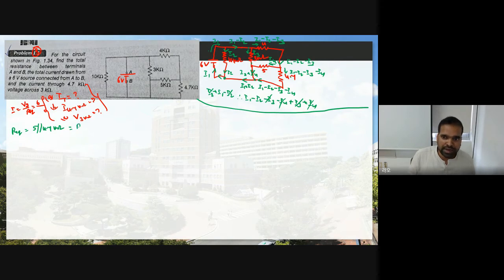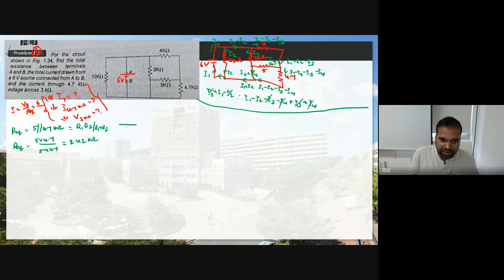So you can write R1 into R2 by R1 plus R2. Yes or no? So here you can consider R1 equal to 5 and R2 equal to 4.7. Therefore, 5 into 4.7 kilo ohm by 5 plus 4.7 kilo ohm. So if you simplify this one, you will get 2.42 kilo ohm. Now what we need to do? We need to redraw the circuit. Otherwise you will make some mistake. You need to redraw the circuit.